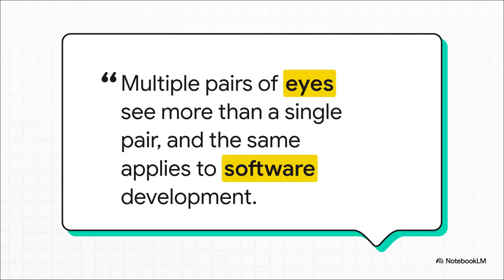And the whole idea behind this? It's really simple, but it's so powerful. The person who wrote the code is often the last person to see their own mistakes. It's just human nature. So bringing in a fresh set of eyes during a review helps catch all the things the original author might have completely missed. It's true, more eyes really do find more bugs.